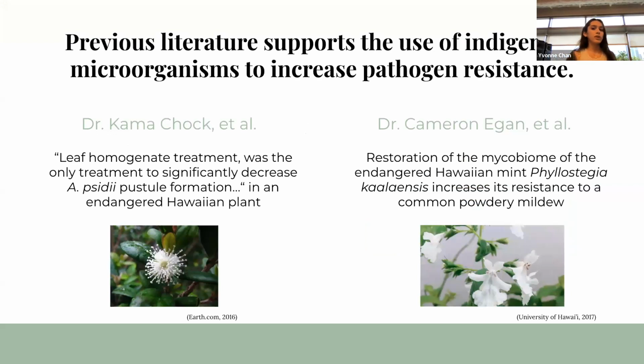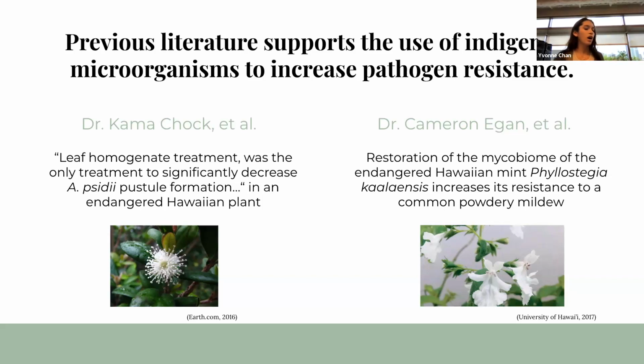Previous literature also supports the use of indigenous microorganisms to increase pathogen resistance. Dr. Kamachak, who was a great inspiration for me and helped me perform my experimental design, created this study where he tested a variety of different treatments on an endangered Hawaiian plant. He used Eugenia koolauensis and determined the effectiveness on its pathogen resistance to Austropuccinia psidii, which is myrtle rust. And he found that the only treatment that statistically significantly decreased Austropuccinia psidii pustule formation was that of a leaf homogenate treatment, which is a source of indigenous microorganisms.